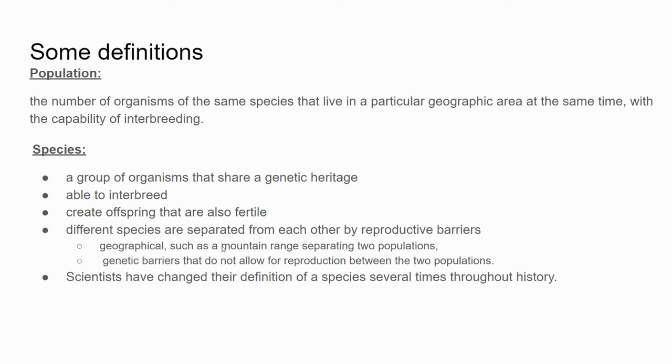And then different species can be separated from each other through reproductive barriers, and there are a couple of different ones. The two most common here are going to be the geographical, such as mountain ranges separating two populations. So there could be two of a similar species, but they're separated by a mountain or a river or an ocean, so they can't breed with one another. There are also genetic barriers, so for whatever reason they cannot mate with one another. They don't have the same number of chromosomes. They don't have similar reproductive organs. So they can't breed with one another.